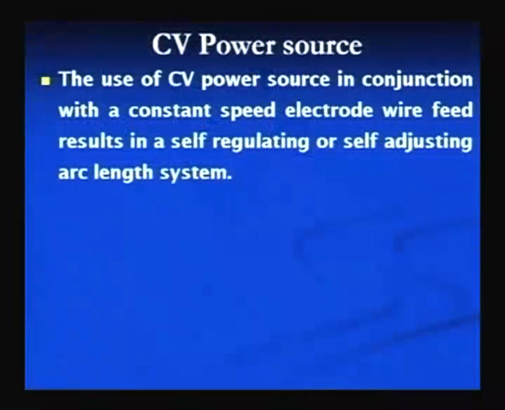The constant voltage power sources are mainly used in arc welding processes which are semi automatic in nature and use comparatively thin or small diameter electrodes. Use of a constant voltage power source in conjunction with the constant speed electrode wire feed system results in a self-regulating arc. A self-regulating arc automatically adjusts the arc length when there is a fluctuation in the arc length due to any reason. So, that benefit is obtained when a constant voltage power source is used with the constant electrode wire feed system.